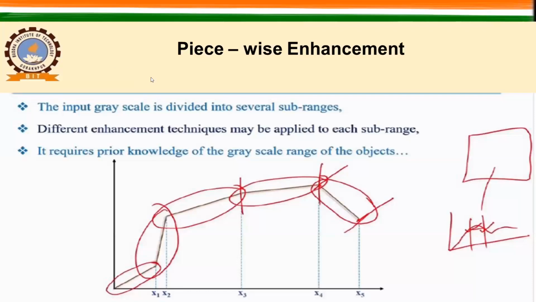So in this piecewise enhancement, let us see what is this. The image gray levels or the image grayscale is divided into several sub ranges, right? So here, how we can do this? By using this histogram. Okay. So different enhancement technique may be applied to each sub range. It requires the prior knowledge of the gray levels, right, of the object.